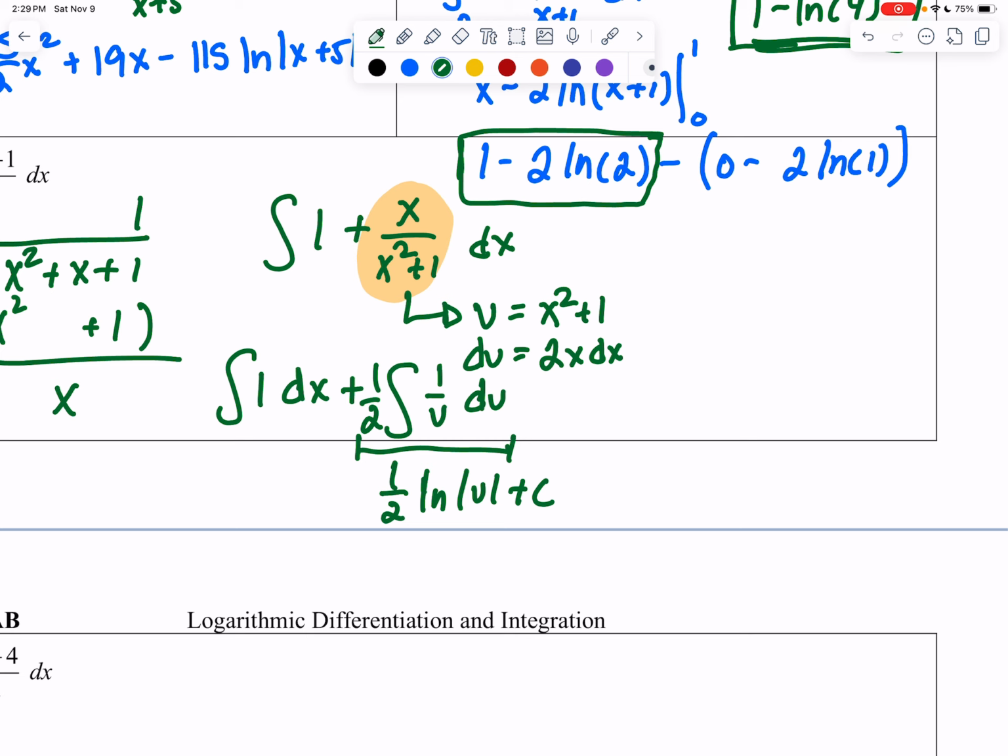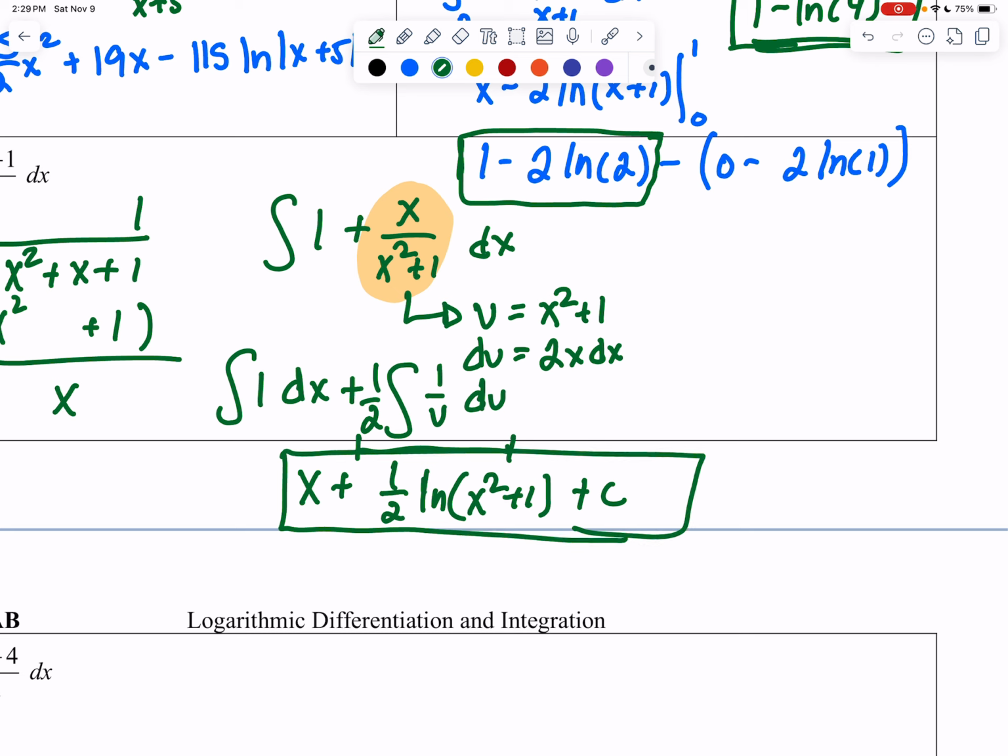We know that u is x squared plus 1, and because x squared plus 1 is always positive, I'm not going to write my absolute value bars. So that's just going to be x squared plus 1 right here. Then don't forget that the integral of 1 is just x. So my answer here would be x plus 1/2 ln of x squared plus 1 plus c.